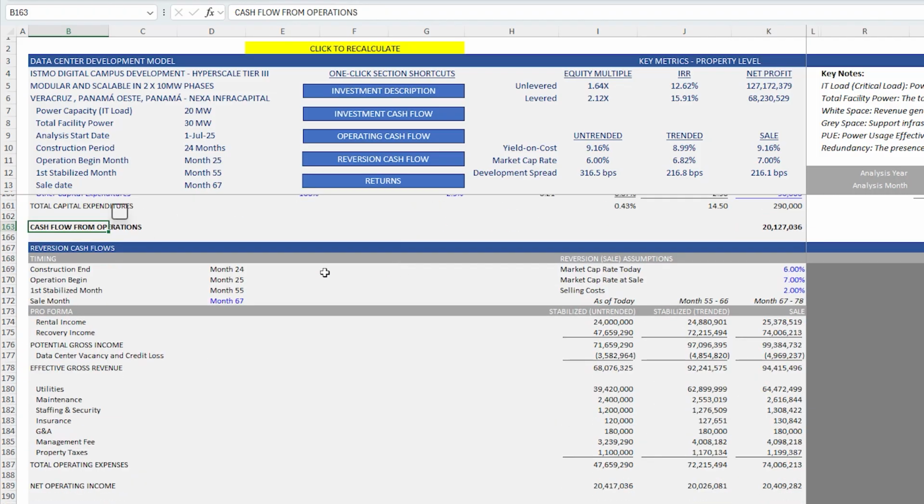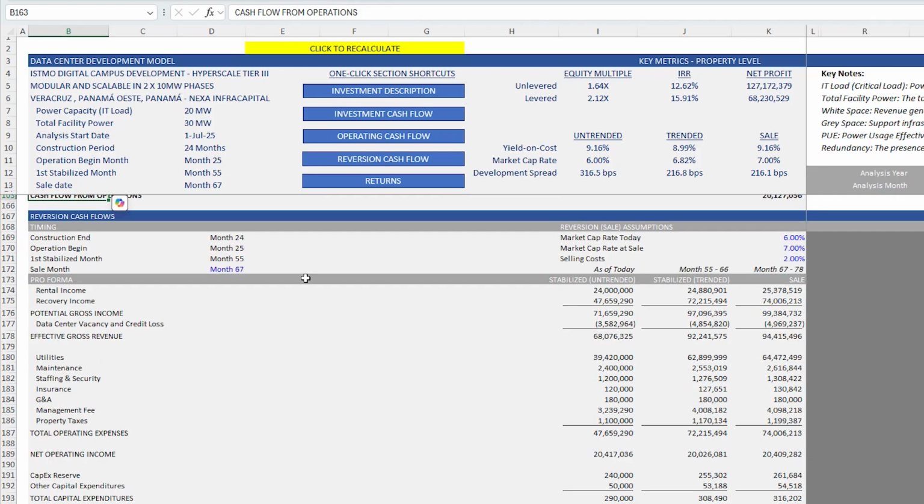Next, we get to reversion cash flows. This is your exit, your sale. And so again, if there's no permanent debt, you'll see that this stabilizes month 55. And so the placeholder value assumes a sale, say 12 months following stabilization. If you are holding long-term, this might be, say, 120 months, a 10-year hold. There's some cap rate today, and then perhaps a cap rate out in the future at sale.